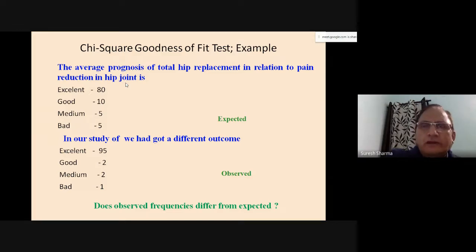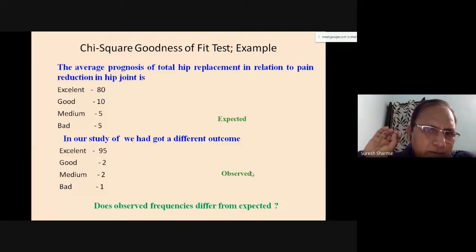They already know that excellent will come out in 80% of the cases, good in 10%, medium in 5%, bad in 5%. This is what the expected is. But let's say a doctor has operated on 100 patients. He has a sample of 100, and out of that 95 are coming out to be excellent, 2 are good, 2 are medium, and 1 is bad. Total will be 100. Here also the total is 100. This is what the observed is. You follow my point? Is this example clear?